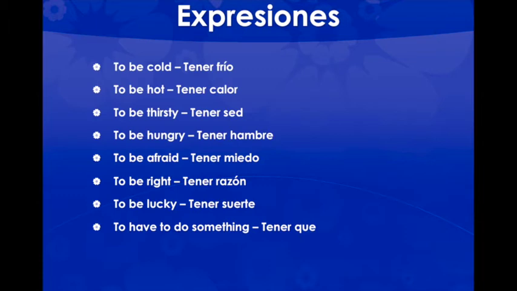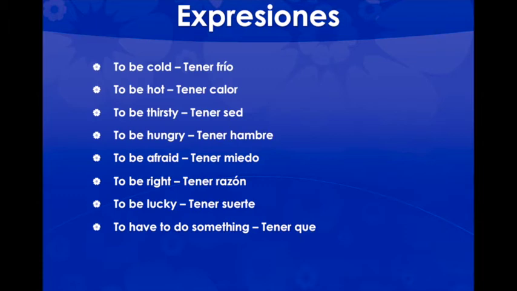Same thing with tener calor, means to have hotness or like to have heat or to be warm. Tener sed is to have thirst. Tener hambre is to have hunger. Tener miedo is to have fear or to be afraid of something. Tener razón literally means to have reason, which in English would translate to being right. So I am right, yo tengo razón, or I have reason. And to be lucky, you actually say I have luck, tengo suerte.